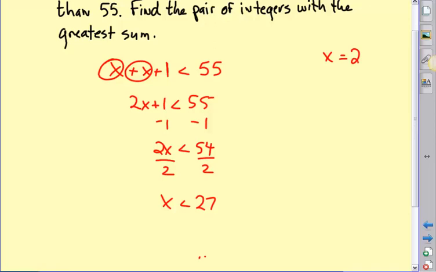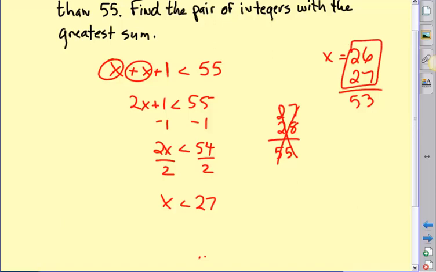Okay? And then the next number we'd want, obviously, is 27. If I add them together, I get 53. Is that less than 55? Yeah. Okay, good. What if I had picked 27? You can't do that because it's not less than 27. And if I add them together, I get 55, and that's not less than 55. It has to be less than. Can't be equal to it. Okay? So that's the pair of numbers. Everybody all right with that?